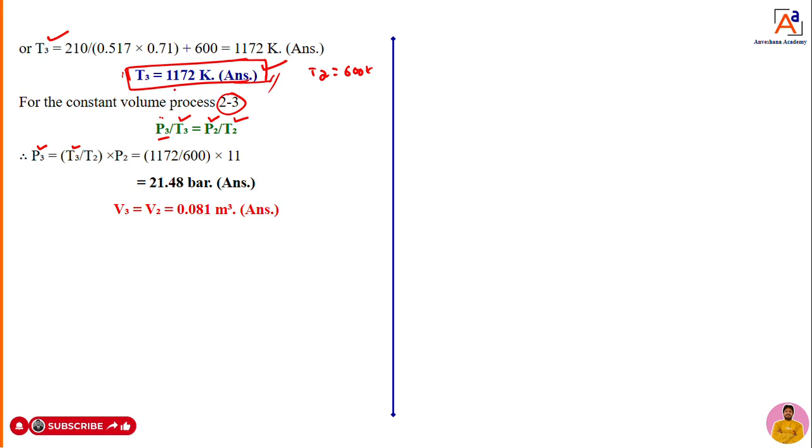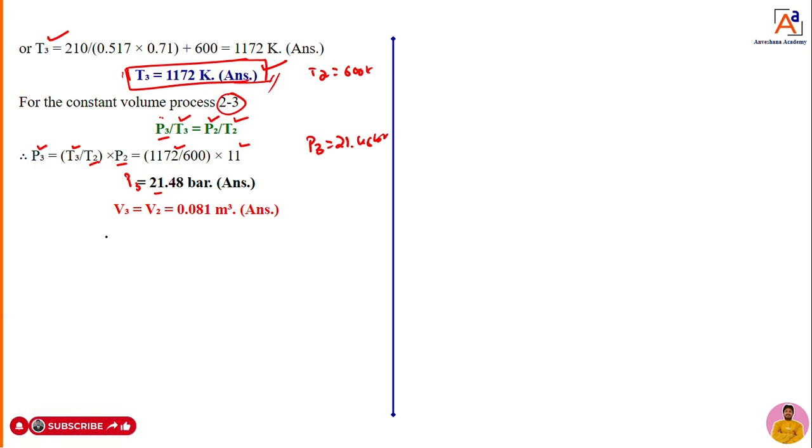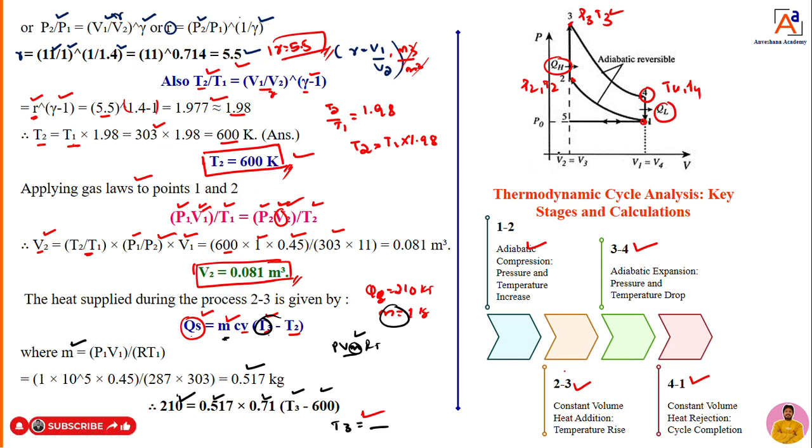What is T3? You already calculated 1172 Kelvin, divided by T2, that is 600 Kelvin, multiplied with P2, that is 11 bar. Do simplification, we get P3 equal to 21.48 bar. So you have calculated P3 also. Dear students, we should not forget one condition. We know that in the constant volume process, V2 is equal to V3 and V1 is equal to V4.